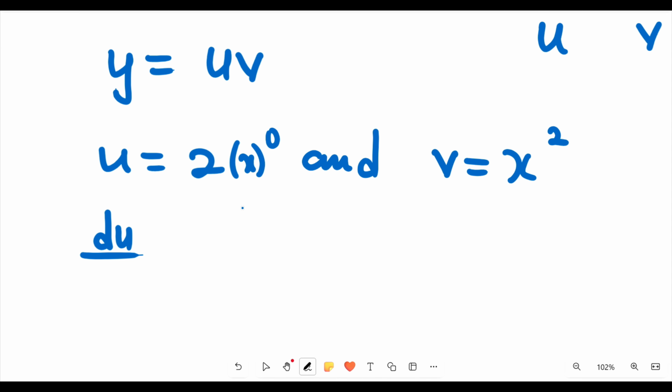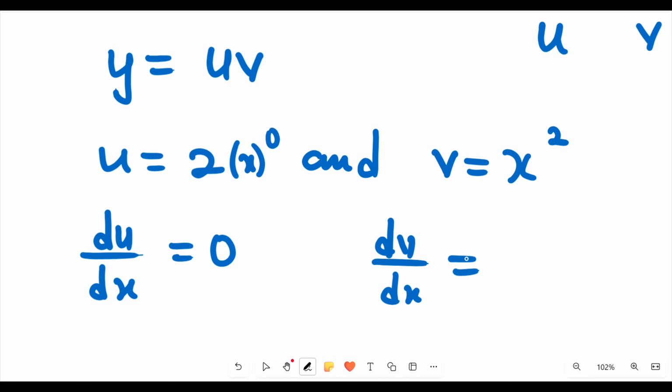So when you differentiate your u with respect to x, you are going to get 0 times the 2x. Everything becomes 0, because we have already learned how to differentiate a constant function from the first principles. And we know that the derivative of a constant function is equal to 0. Then also find our dv/dx, and this will give us 2x, applying the power rule.